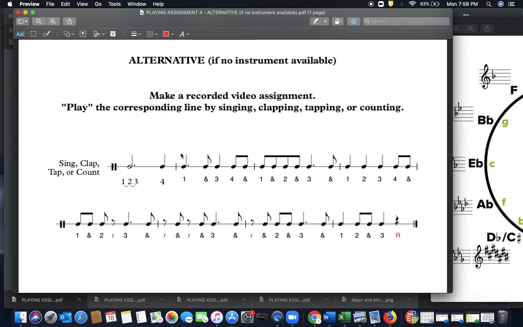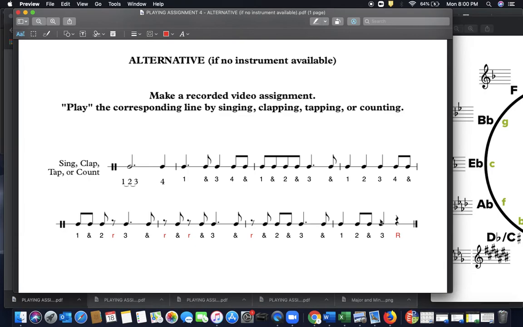1, 2, 3, 4. 1 and 3, 4 and 1 and 2 and 3 and 1, 2, 3, 4 and 1 and 2, 3 and 3 and 2 and 3 and 1, 2 and 3.